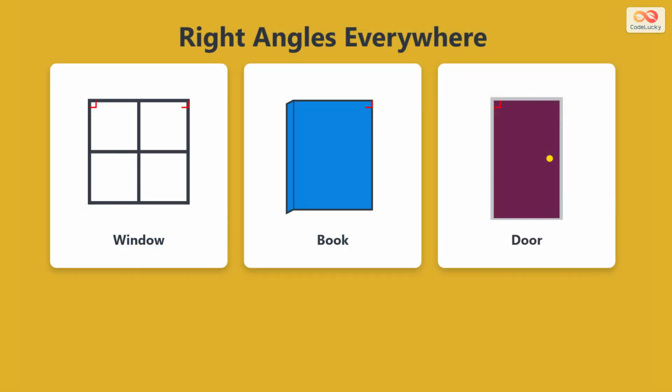You can find right angles all around you in the real world. Look at the corners of a window frame, the corners of a book, or the corners of a door. Most rectangular objects are built using right angles.